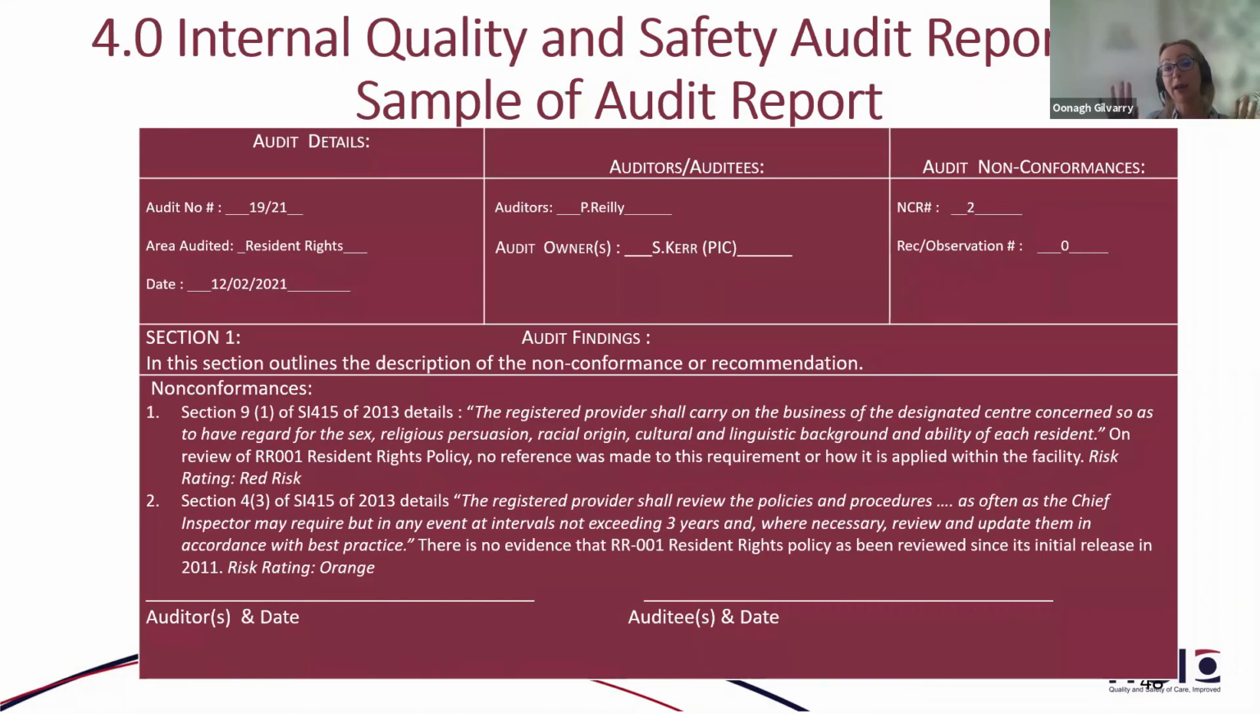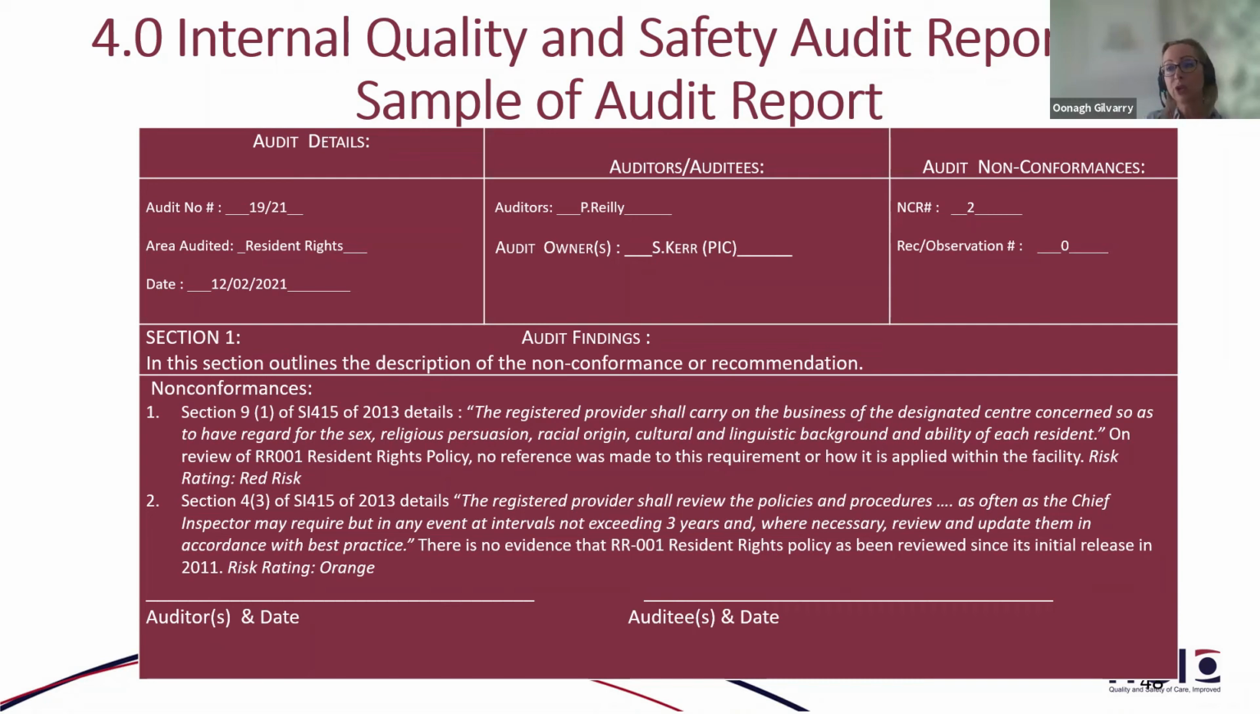Now, this is a hard copy version of an audit report. You have your audit number, your area audited, your date audited. But what I wanted to just bring out is how we would present a non-compliance. So you can see here, section 9.1 of SI 415 of 2013 details: the registered provider should carry on the business, blah, blah, blah, with regard for the sex, religious persuasion, racial origin, culture, blah, blah, blah, of each resident. On review of our RR001 residence rights policy, no reference was made to this requirement or how it applied within the facility. Risk rating, red.